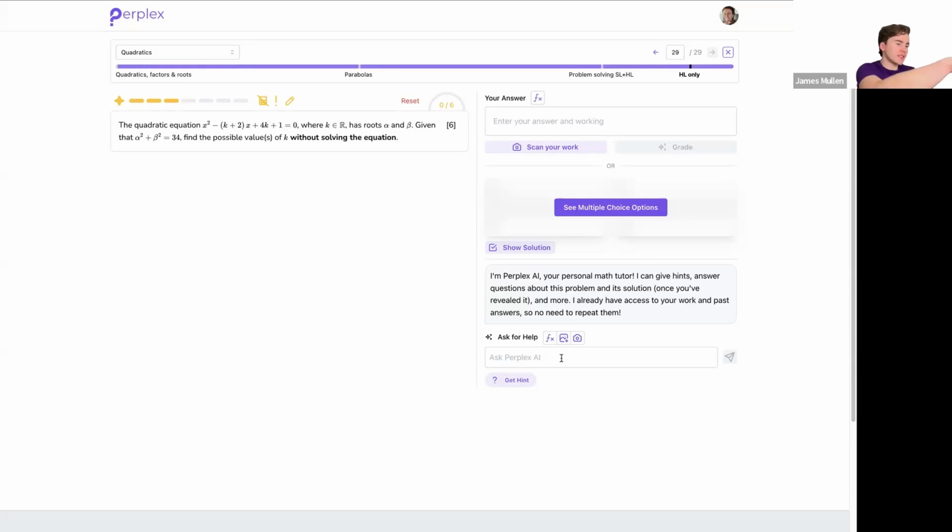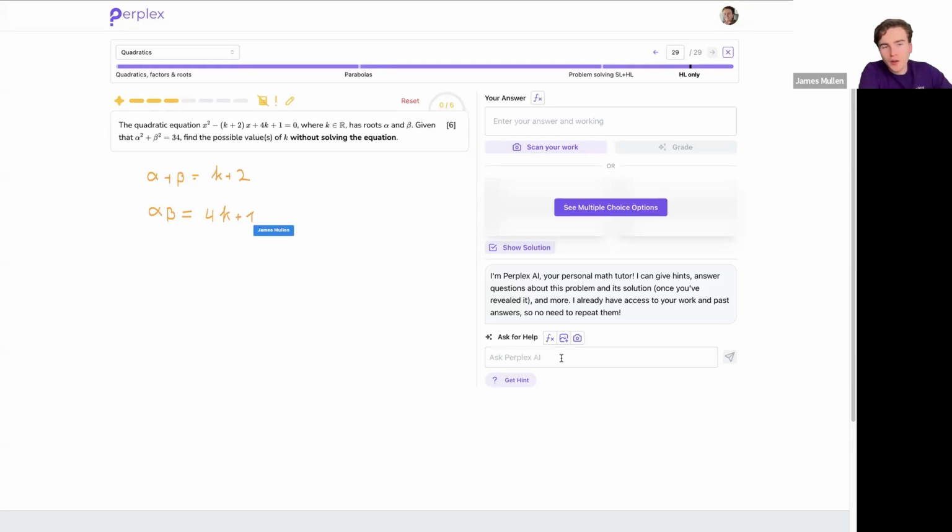And the way we're going to do that is to remember our key formulas, which are unfortunately not in the formula booklet, which are that the sum of my roots, alpha plus beta, that's going to be -b over a. In this case, my b is -(k plus 2), so it's just going to be k plus 2. And the product of my roots is the last term divided by the first term, so 4k plus 1 over 1, or 4k plus 1.